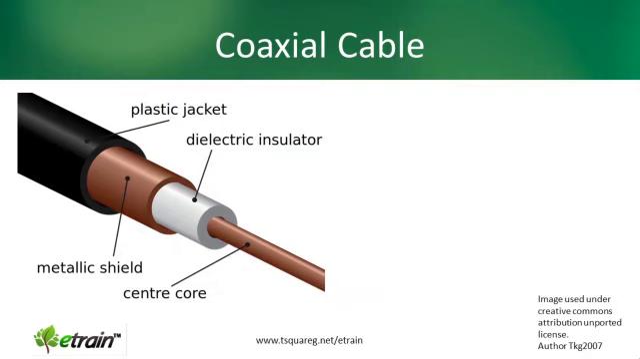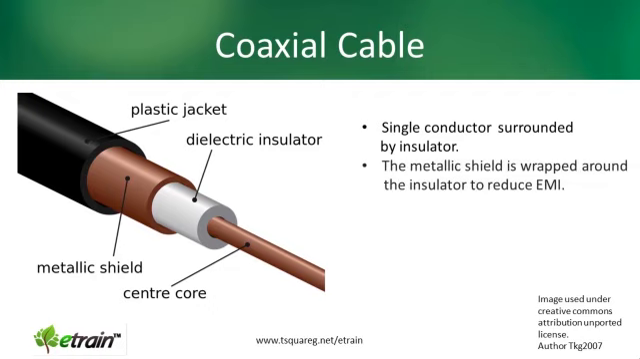What we've got is a central core, you can see there on this diagram, surrounded by an insulator, in turn surrounded by a metallic shield, and the whole thing wrapped in plastic. And that's why I've summarized it with the bullet points that you can see there. A single conductor surrounded by an insulator, a metallic shield wrapped around the insulator to reduce EMI again, and the whole thing wrapped in a plastic jacket.